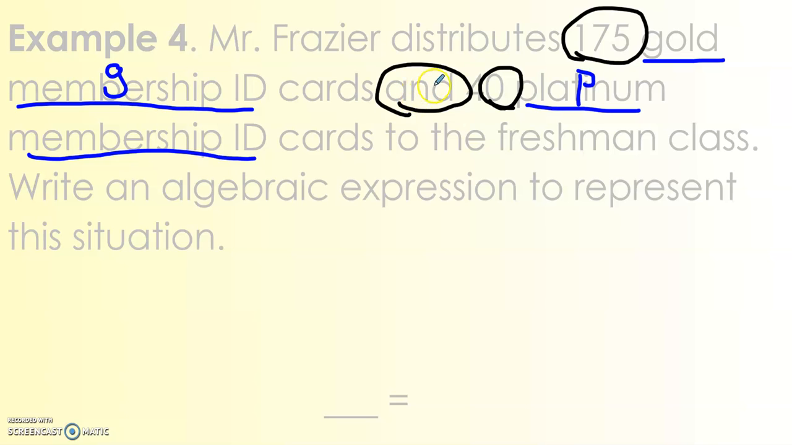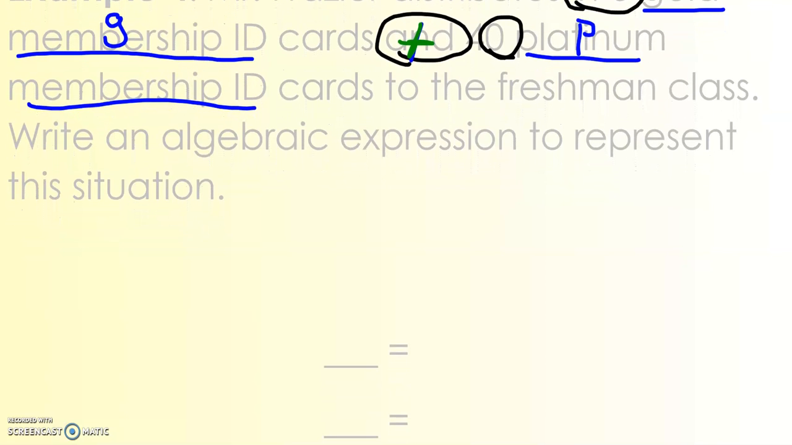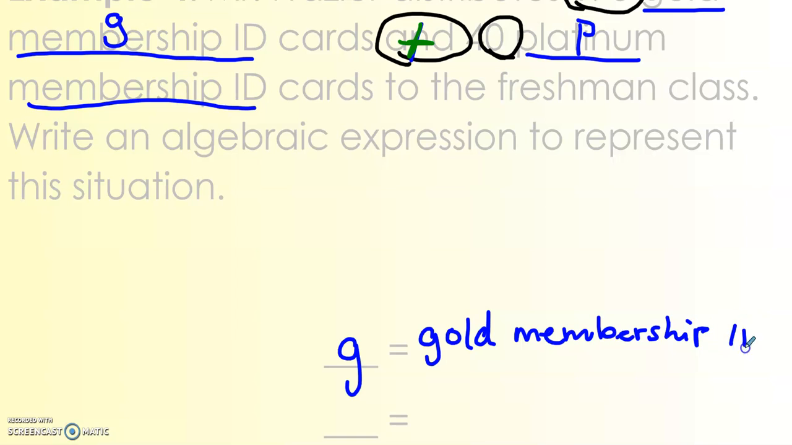I also had this word 'and' circled. Oops, I skipped over that. I know 'and' is typically addition whenever we're going from verbal to algebraic. Down below, you're going to see I have some equal signs set up. That's because we want to always be sure that we define our variables. One of our variables was G, and we said that was the gold membership ID. This is so we don't get confused later on if we need to refer back to them. Then our second variable was P, which we said was going to be for the platinum membership ID card. And these little quotes just mean to repeat what's right above.